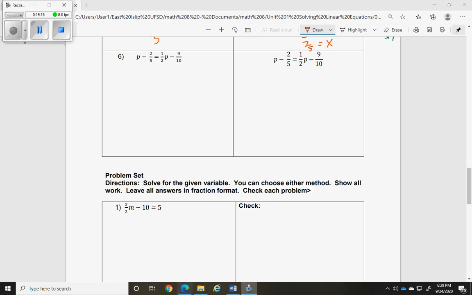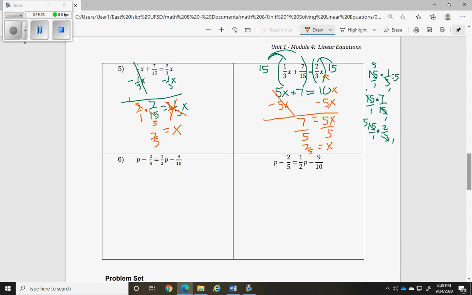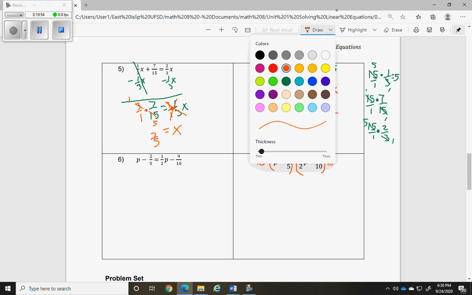Okay, so one last question. I guess probably the hardest one. And I'll be careful not to make a silly mistake like I did on number 5. But let's first do it the way where you get rid of your denominators. So we have a 5, a 2, and a 10. The common denominator would be 10. So we have to multiply both sides by 10. There aren't any parentheses, so I have to put my own. I multiply this whole side by 10, and I multiply this whole side by 10. So I have to do the distributive property.